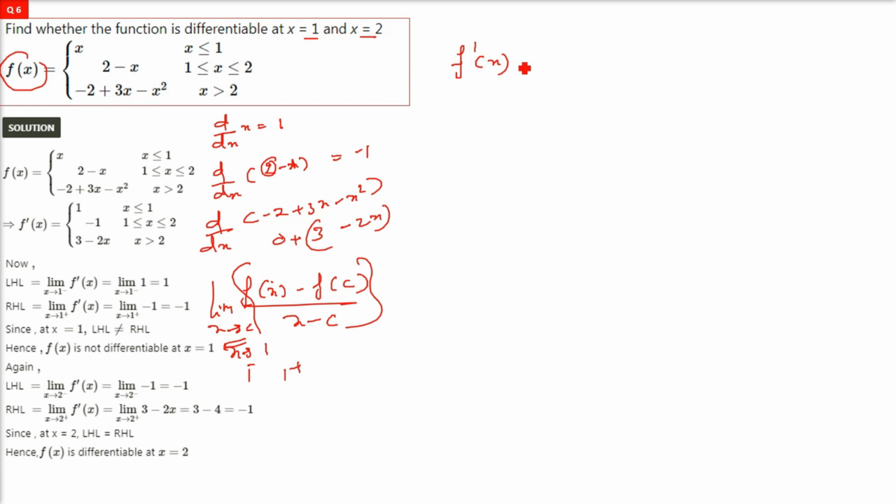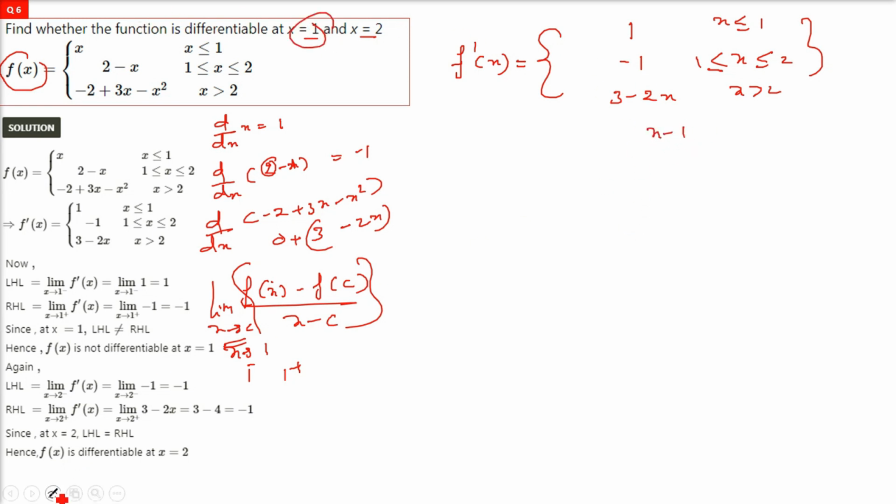So f dash x, I just told you differentiation of x is 1, differentiation of 2 minus x is negative 1, differentiation of negative 2 plus 3x minus x square is 3 minus 2x. This is when x is less than or equal to 1, this is when x is between 1 and 2, and this is when x is greater than 2. Now we will do the left hand limit and right hand limit, not for continuity but for the differentiability. We'll do the same thing but for differentiability.